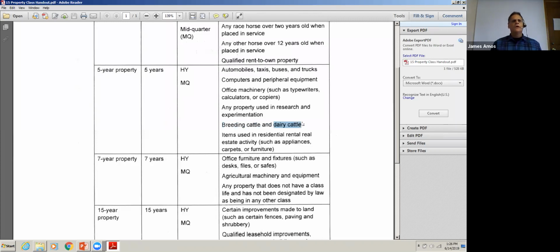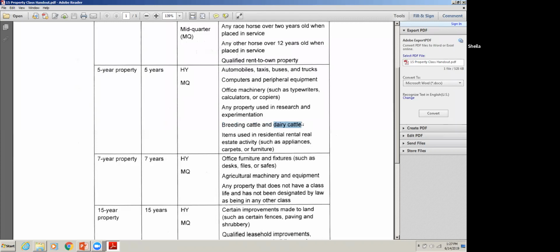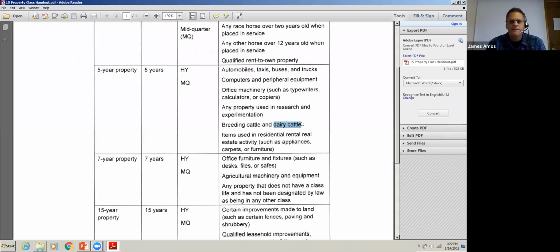Now, when you're learning rules, try to look for patterns. How do these two types of cattle differ from all other cattle? Because you're making money off of them. Breeding cattle because you're selling the offspring, dairy cattle because you're selling the milk. Yeah, that's exactly right. They fit into a different category because they're being used differently than your standard cattle that you're just raising, like for beef, for example. Also, 5-year property are items used in residential real estate.